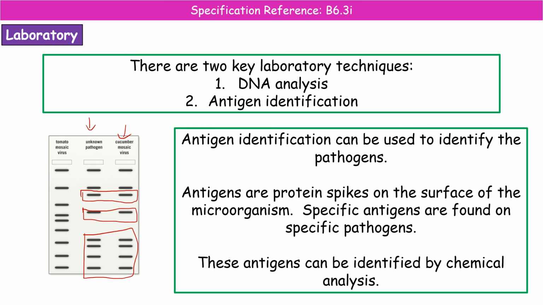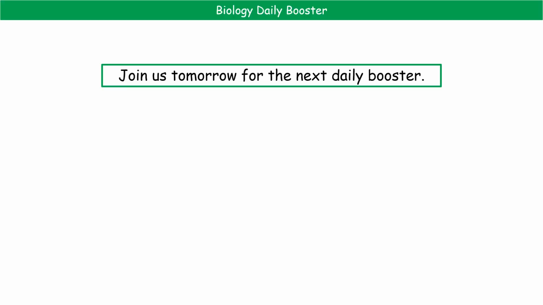We can also use the process of antigen identification, and the antigens, if you remember, are those protein spikes on the surface of the microorganism. They are specific to the pathogen, and therefore we can identify them by chemical analysis. So we've got a couple of ways that we can identify exactly what is affecting our plants in the lab: DNA analysis and antigen identification.